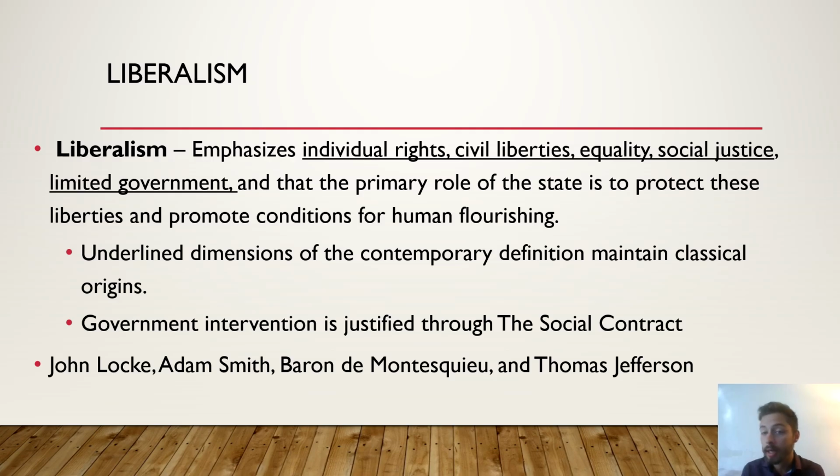The primary role of the state, of course, is to protect these liberties and promote conditions for human flourishing. So the state at times has to build up its capacities to be able to provide these protections and ensure the liberties that, for example, our Bill of Rights provides. So we see those underlying dimensions represented by the works of John Locke, and that government intervention, from a liberal perspective, tends to be justified through concepts like the social contract.